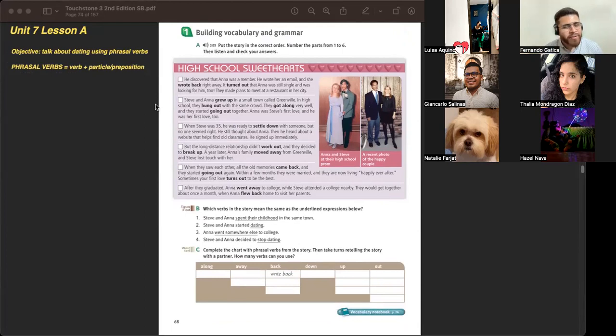Now, phrasal verbs are a little difficult because sometimes the meaning is not clear. Let me write that. Phrasal verbs can be difficult because the meaning is not clear or the meaning is not literal. The meaning is not literal.